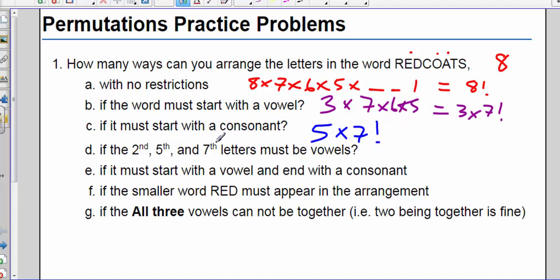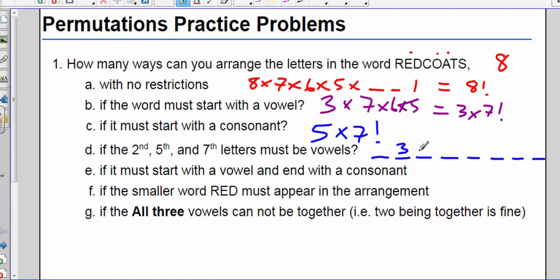If the second, fifth, and seventh letters must be the vowels, then I'm going to write this out in a penciled form. So I've got my first letter, my second, third, fourth, fifth, sixth, seventh, and eighth letter. And these specific ones must be the vowels. So there would be 3 possible ways to fill in this spot. I could choose the E, the O, or the A.